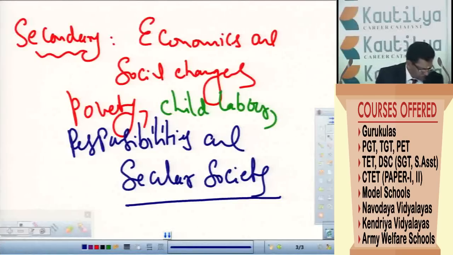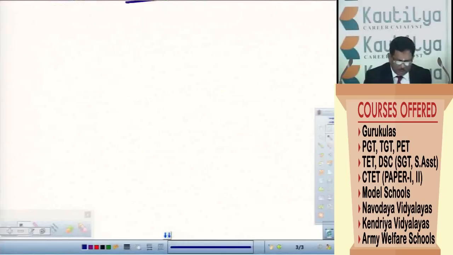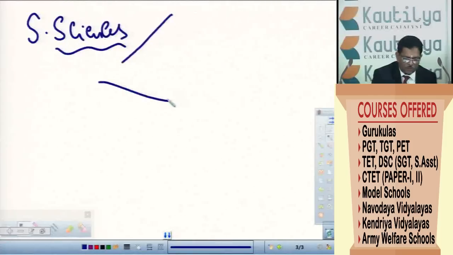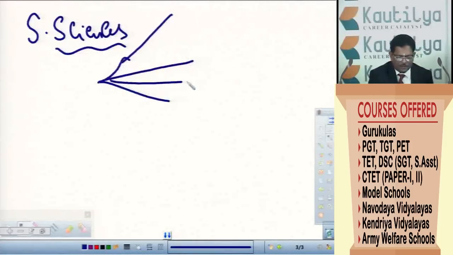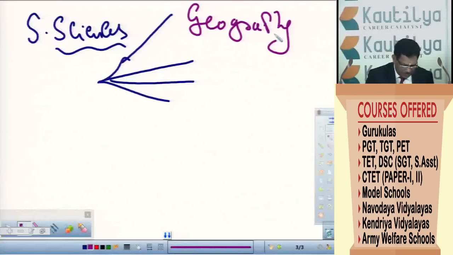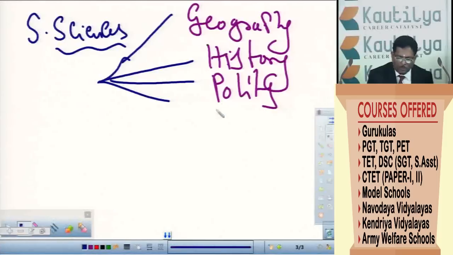Now, as said by the Secondary Education Commission, these social sciences include four main areas, that is geography, history, polity, and then economics.